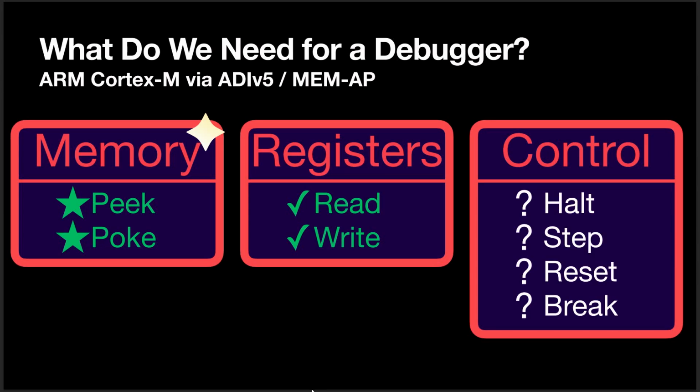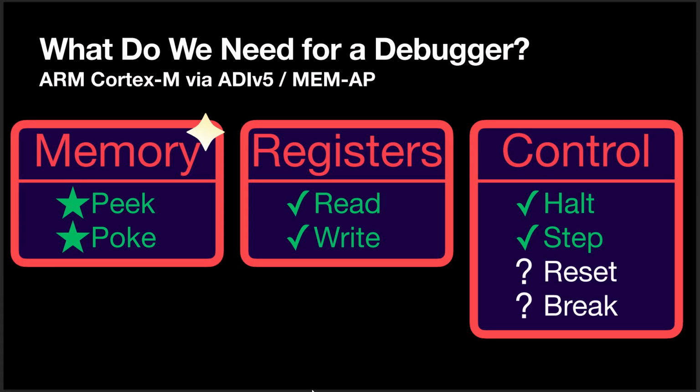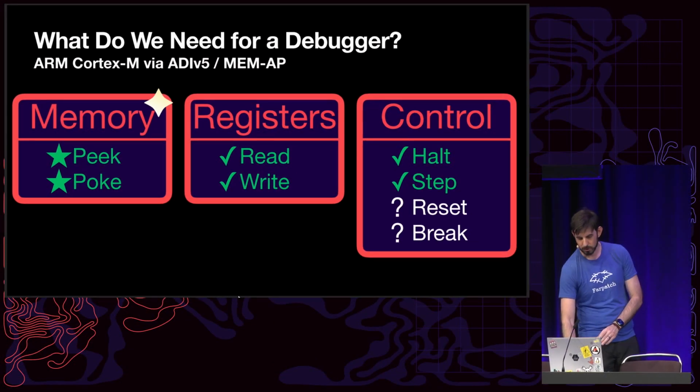And so with this, we now had the ability to read and write registers. That was a lot faster than getting memory working. Just memory accesses at that point. Control isn't much more difficult. There's this register DHCSR, the debug halting control and status register. You can set the C_STEP and C_HALT bits to single step and halt the CPU. Great, that's 2 more check marks. That means there's 2 more left.